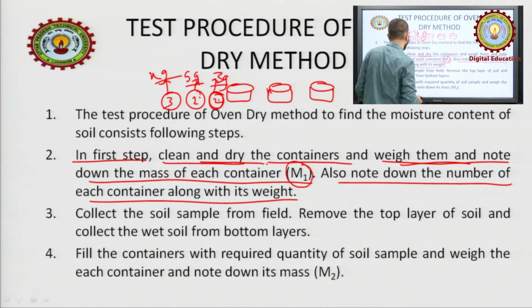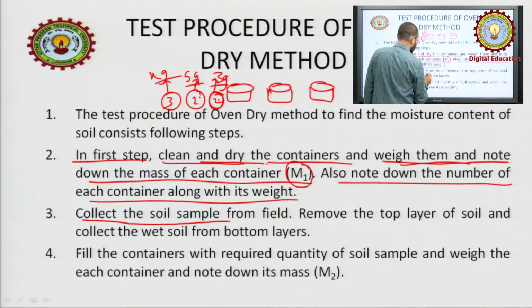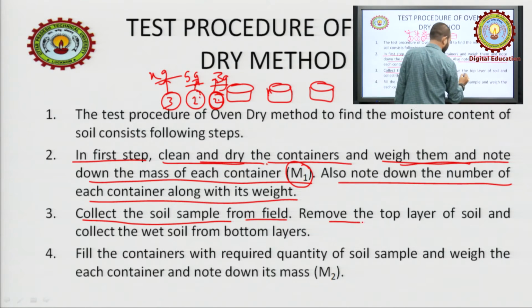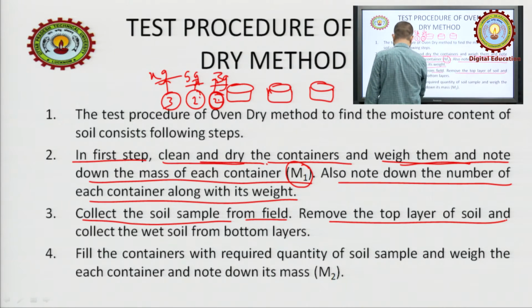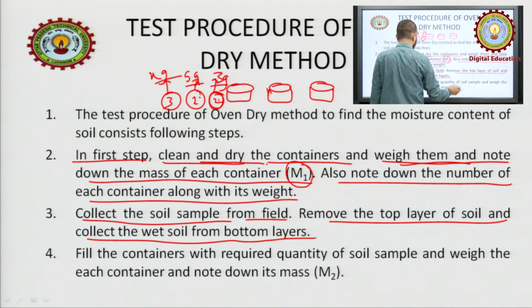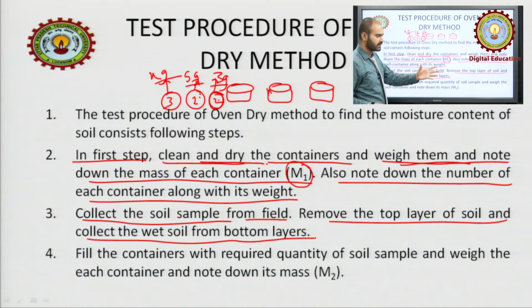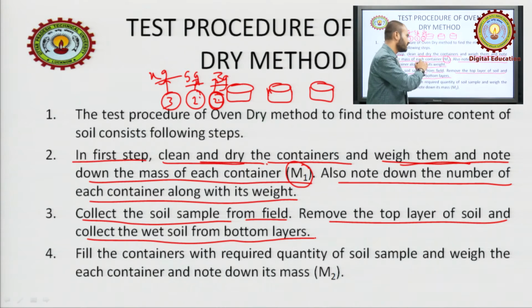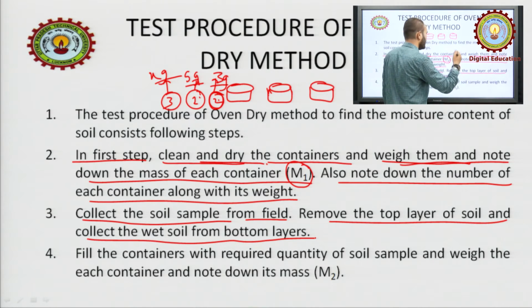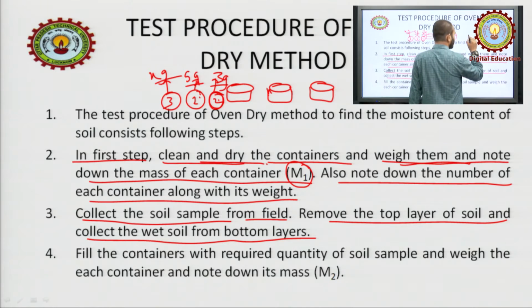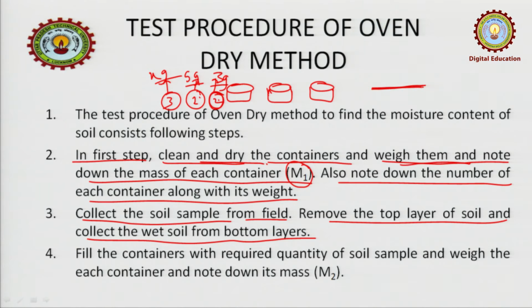After that, collect the soil sample from the field, remove the top layer of the soil and collect the wet soil from the bottom layers. Means take the soil from the field, come to your lab, and remove the top layer to get the moist soil, because the top layer may not be moist, or it may have some foreign moistures also. So we don't consider the top layer.